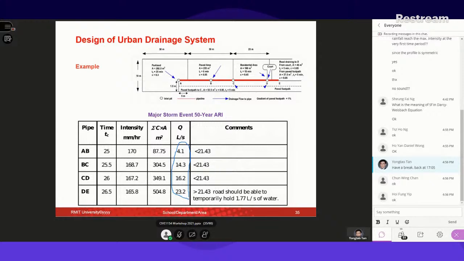So the pipe size normally ranges from 150 millimeters up to 1,200 millimeters, normally increasing in steps of 75 millimeters. Above 1,200 millimeters, the step size is 150 millimeters, up to 2,500 millimeters. So these examples show how to calculate the peak flow for each pit, and also how to determine the pipe size in the drainage system.